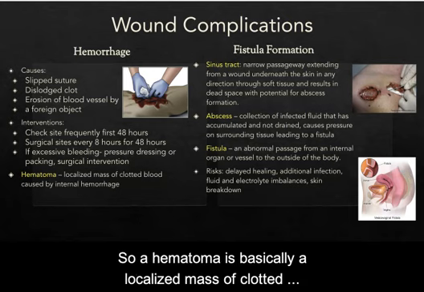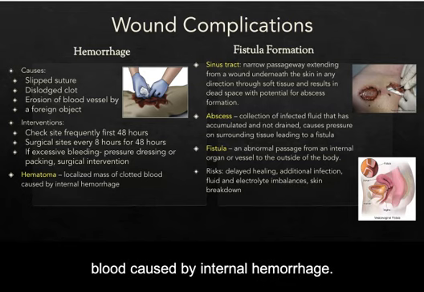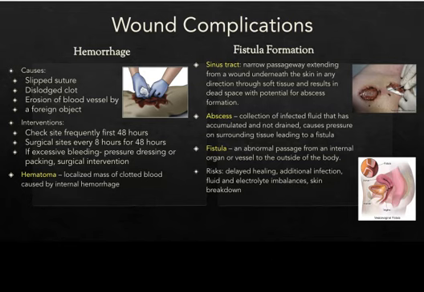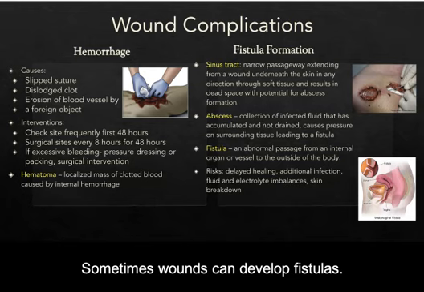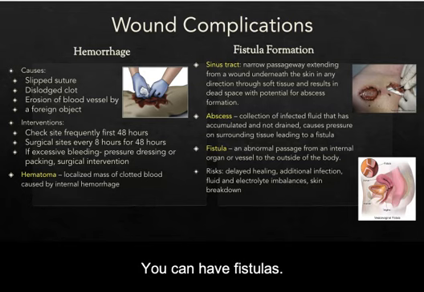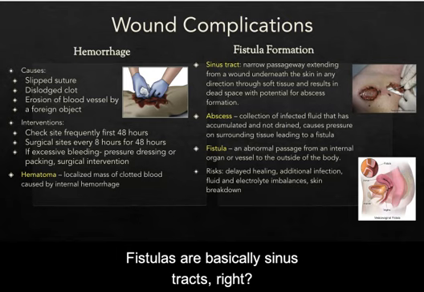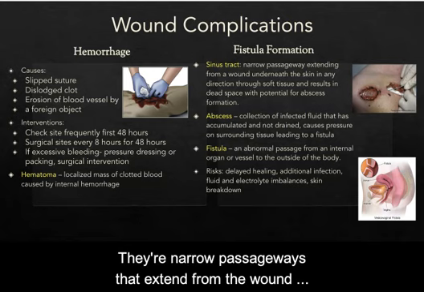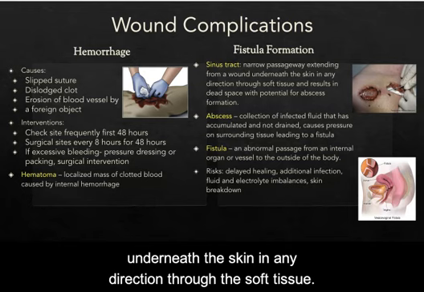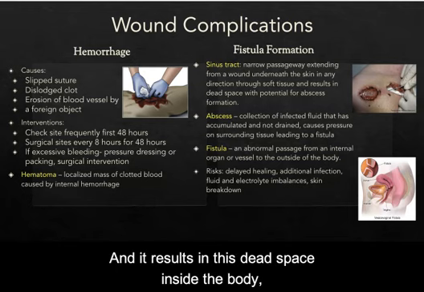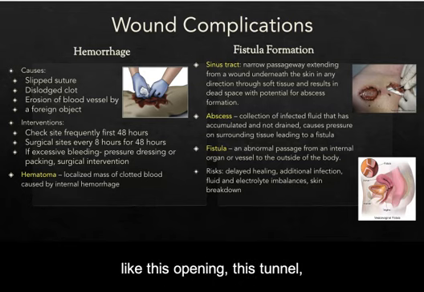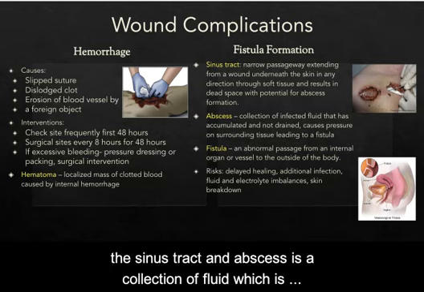So a hematoma is basically a localized mass of clotted blood caused by internal hemorrhage. Sometimes wounds can develop fistulas. Fistulas are basically sinus tracts, right? They're narrow passageways that extend from the wound underneath the skin in any direction through the soft tissue. And it results in this dead space inside the body, like this opening, this tunnel, the sinus tract.